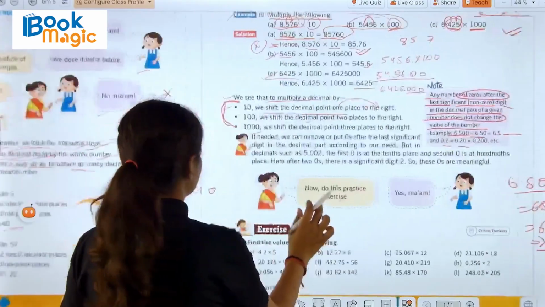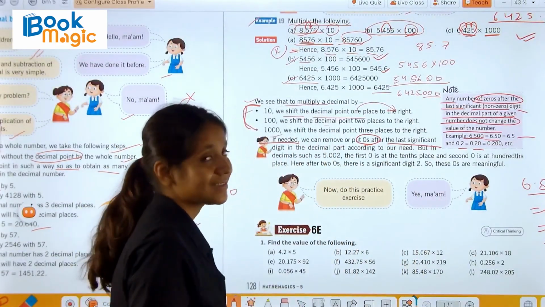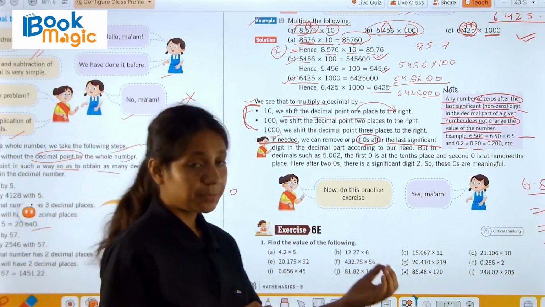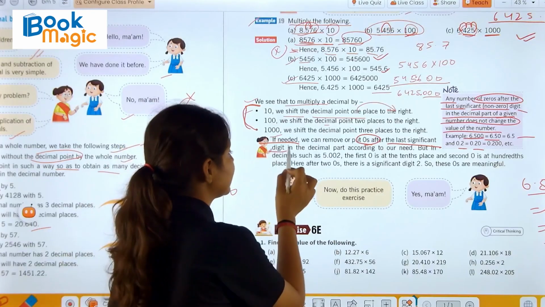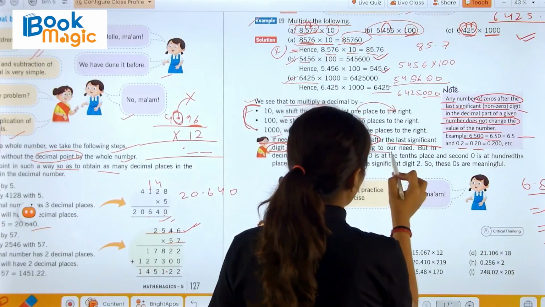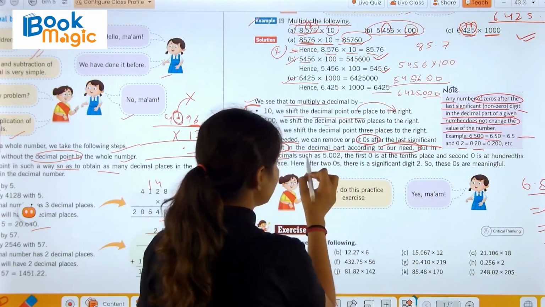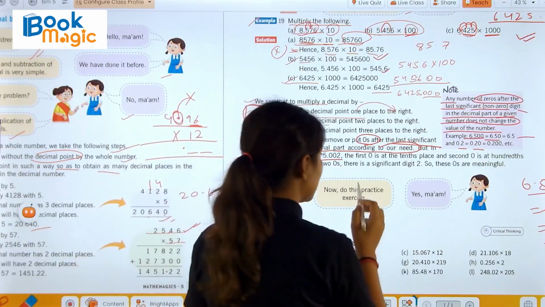Now teacher is saying if needed, we can remove or put zeros after the last significant digit. So अगर हमें need पड़ रही है, so we can add or remove the zeros after the significant digit. That means the last non-zero digit in the decimal part according to our need. But in decimals such as 5.002, we cannot change the zero. Okay, we cannot change the places of zero.